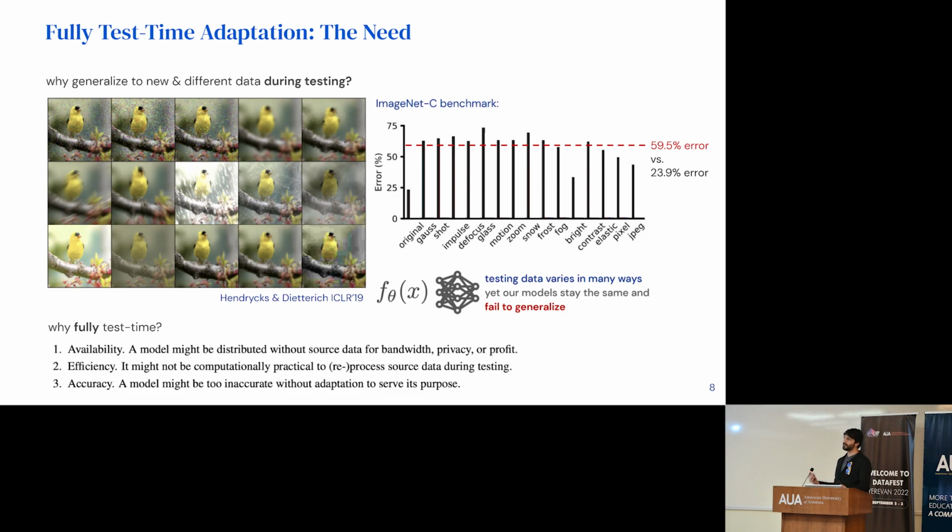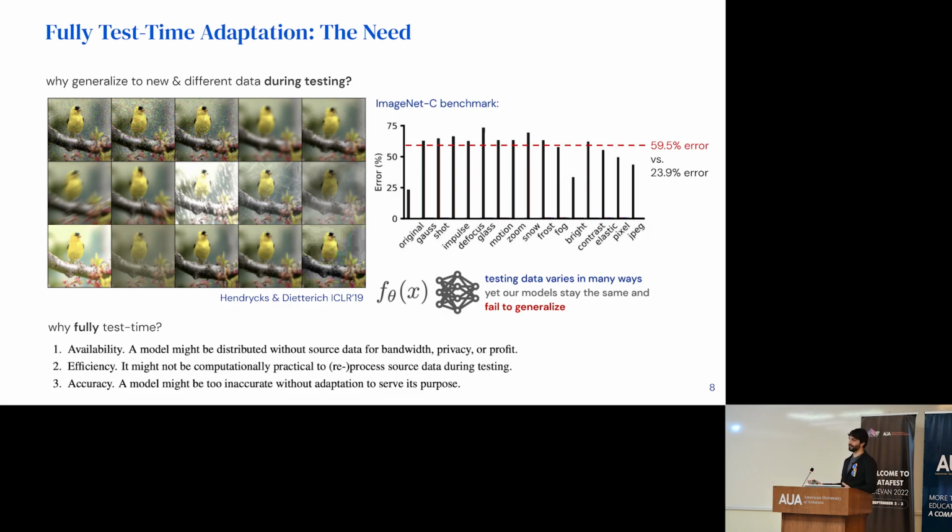I argue for this fully test time setting for some just practical reasons, right? One is just availability. Like we might have a model and not have all of its training data, right? If you have an image classifier trained on a data set like ImageNet, that's hundreds of gigabytes you might not want to put on a mobile phone when you deploy your model. We might just only have the model itself.